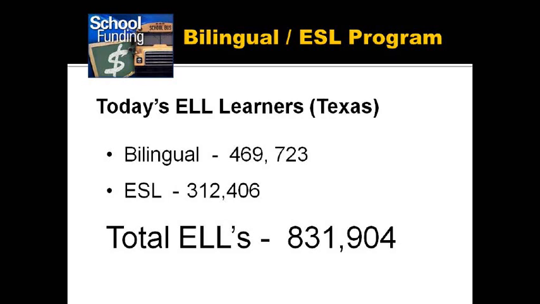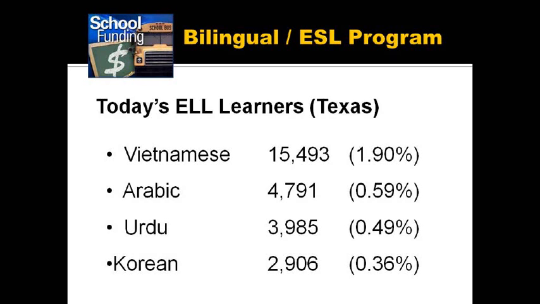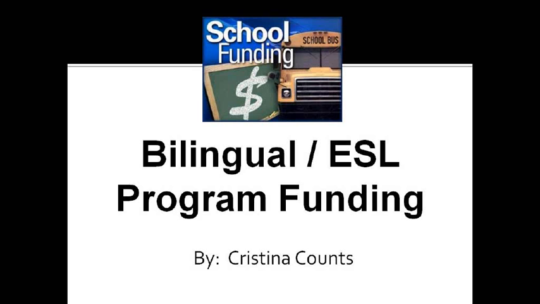Today, there are almost 832,000 English language learners participating in special language programs in Texas. This represents 17% of the current student population in the state and continues growing every year. And while 91% of these students speak Spanish as their second language, 120 other languages are represented in Texas schools. For that reason, it is important to recognize the value of the bilingual ESL program in Texas schools and continue its funding through local, state, and federal sources.